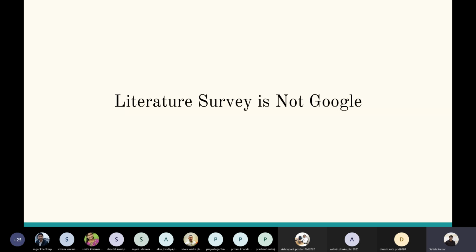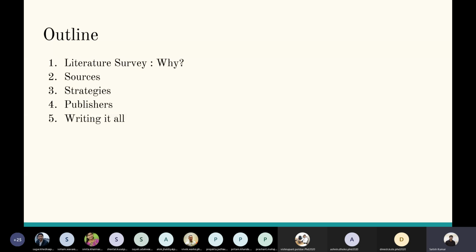So then what do you mean by literature survey? For doing a literature survey, you need to have a brief knowledge of journals, the areas, and many other things which are being used in your area. What are the sources? What are the different strategies that you need to adopt, right? What are the different publishers in the area?